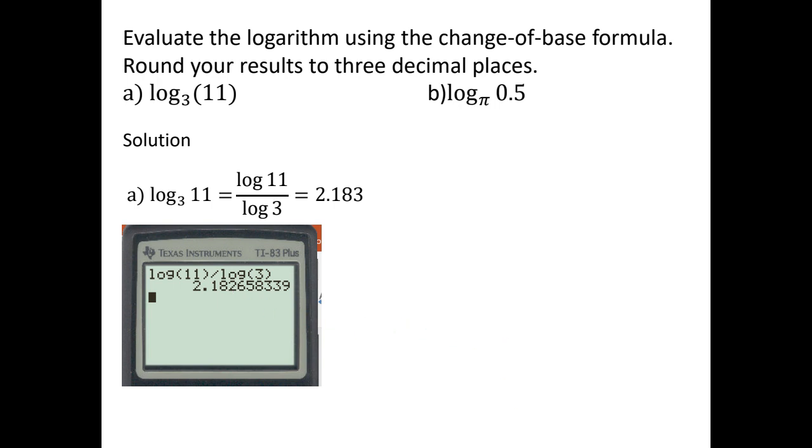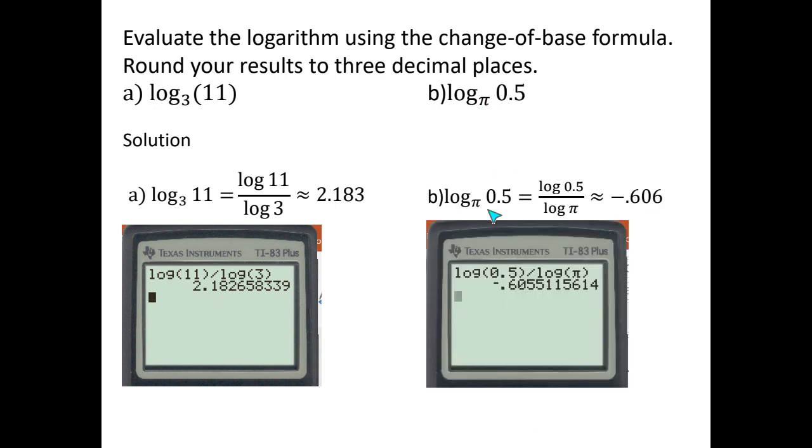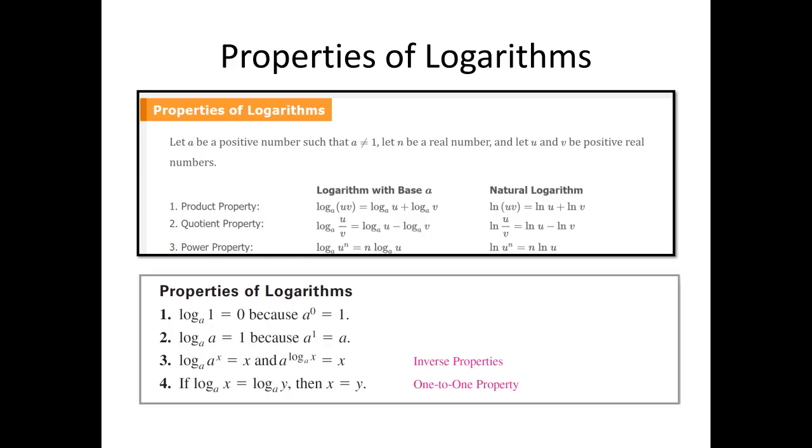Okay, so let's look at the next one. So here we have our base is pi, so there's no way we can use our calculator to enter that. So we're going to need to use logarithms, or you can use natural logs. So we're going to have log of 0.5 divided by log of pi, and notice my curly equal sign here. This means approximate. And so if I put that in our calculator, it comes out to approximately 0.606.